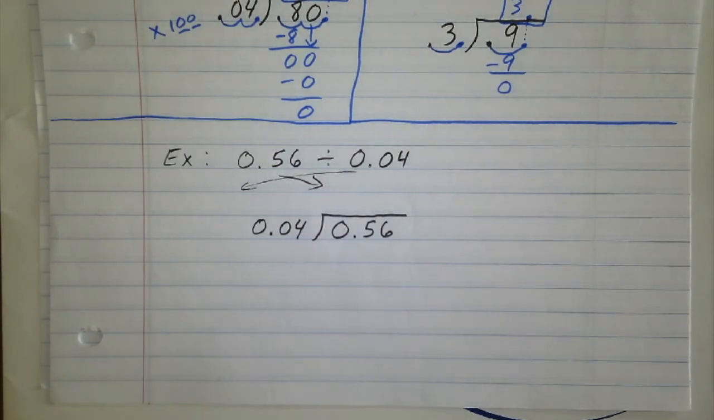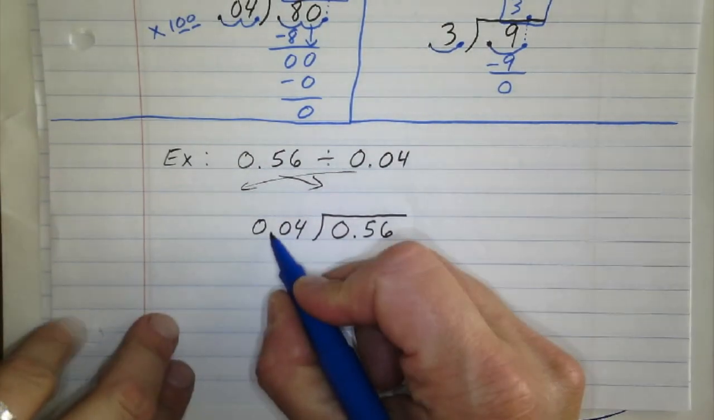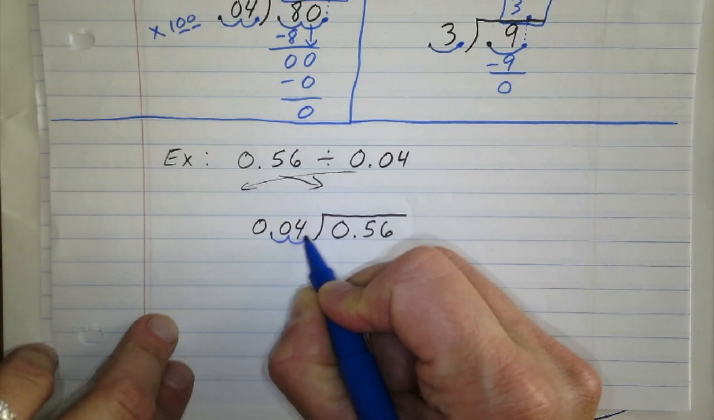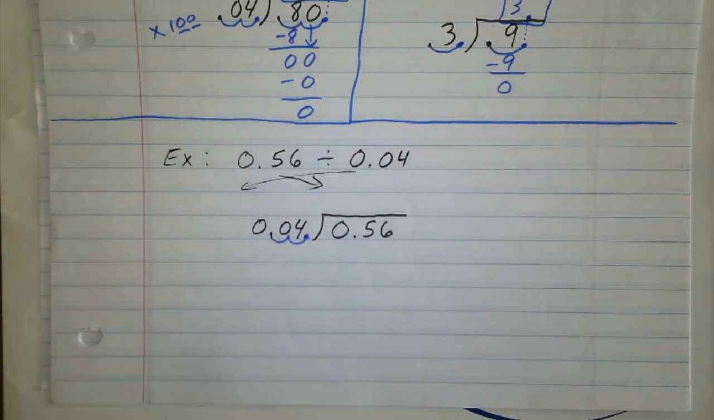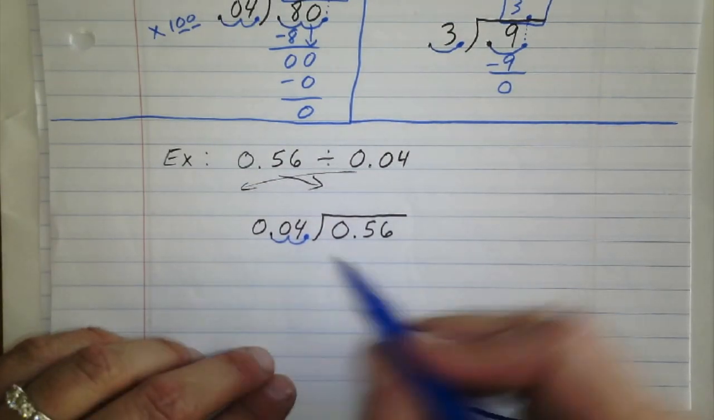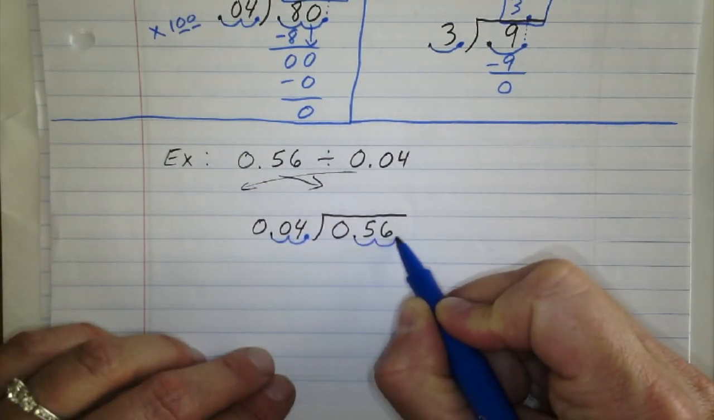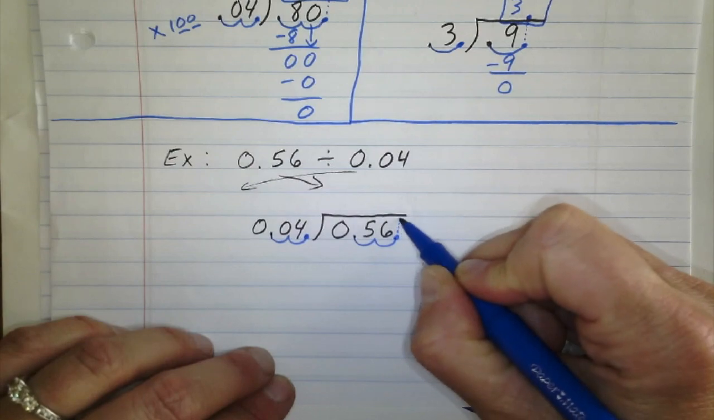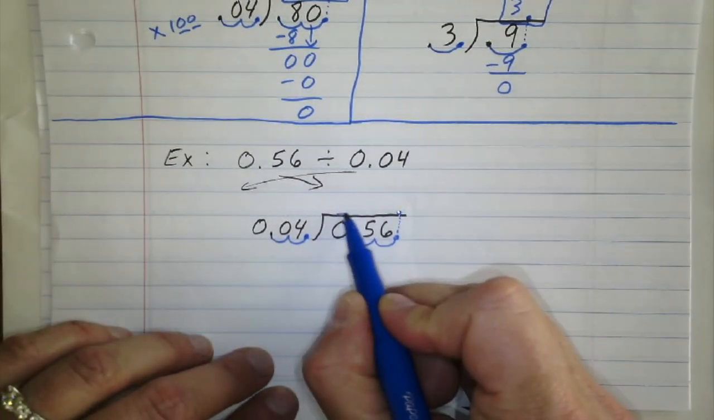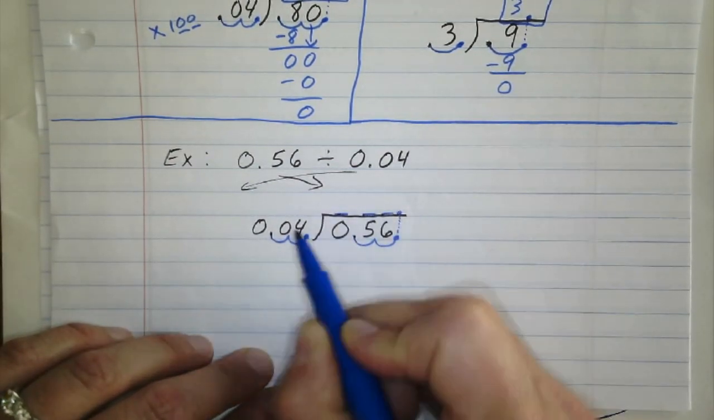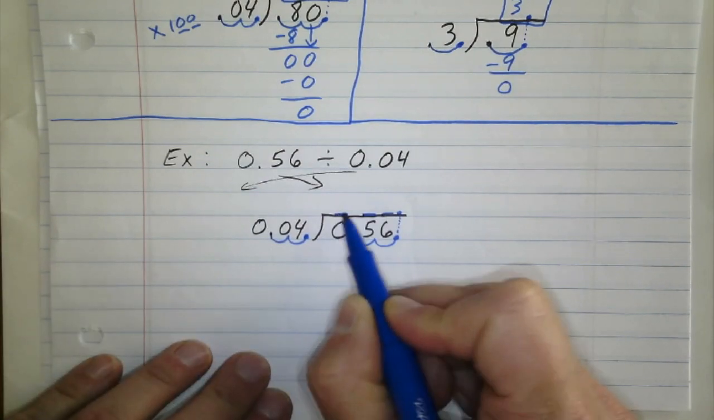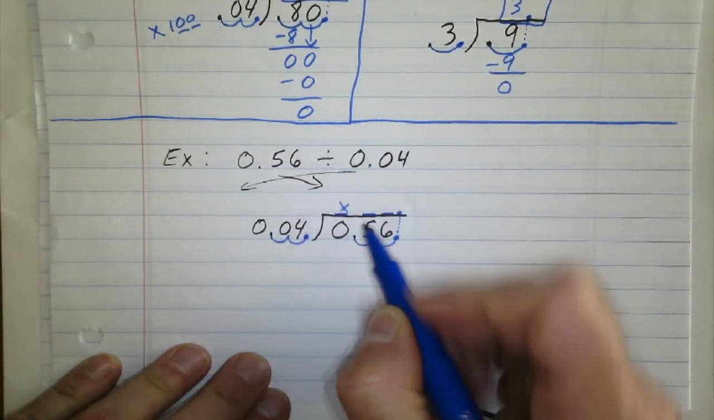Now we can't have a decimal on the outside, so we have to move this over twice, make it bigger. So now 004, but it's really just 4. If you move it twice on the outside, you have to move it twice on the inside. Make it bigger here. Straight up into your answer, and you've got your place value holders if you need them. 4 does not go into 0. They put an X there. 4 goes into 5 one time.